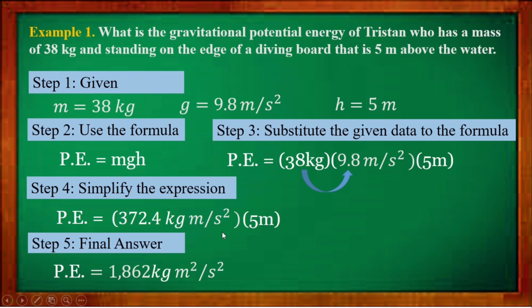Then, over s squared. So, the final answer for problem number 1 is PE, or potential energy, equals 1,862 kilograms meter squared per second squared, or just 1,862 J, or joules. This symbol stands for joules.